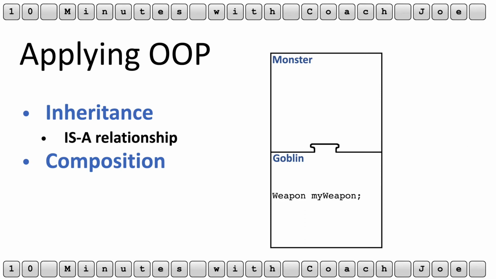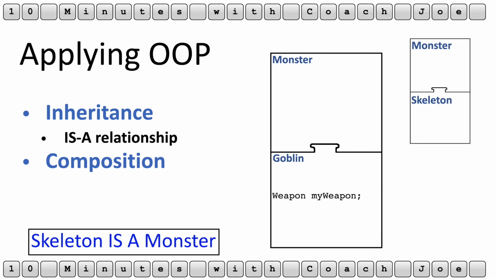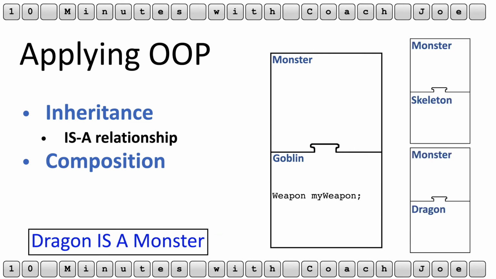Inheritance should be used when you have an is-a relationship. A goblin is a monster. Monster is a general, non-specific class. A goblin is a specific monster. Since there could be many different types of monsters, using inheritance or the is-a relationship makes sense. Like, a goblin is a monster, a skeleton is a monster, a dragon is a monster.